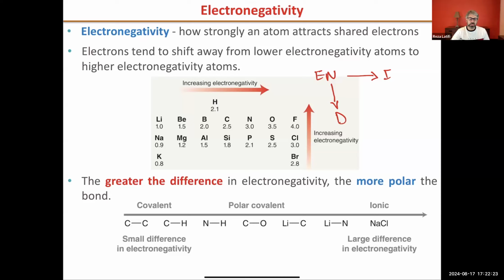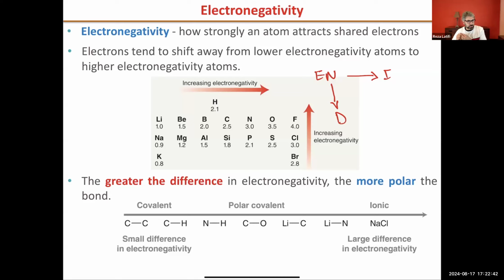Anytime you attach two non-identical elements to each other, you're going to have a polar bond. Why a polar bond? Because they will have different electronegativity. Different elements will give you different electronegativity. So anytime you attach two non-identical elements, you will have polarity.